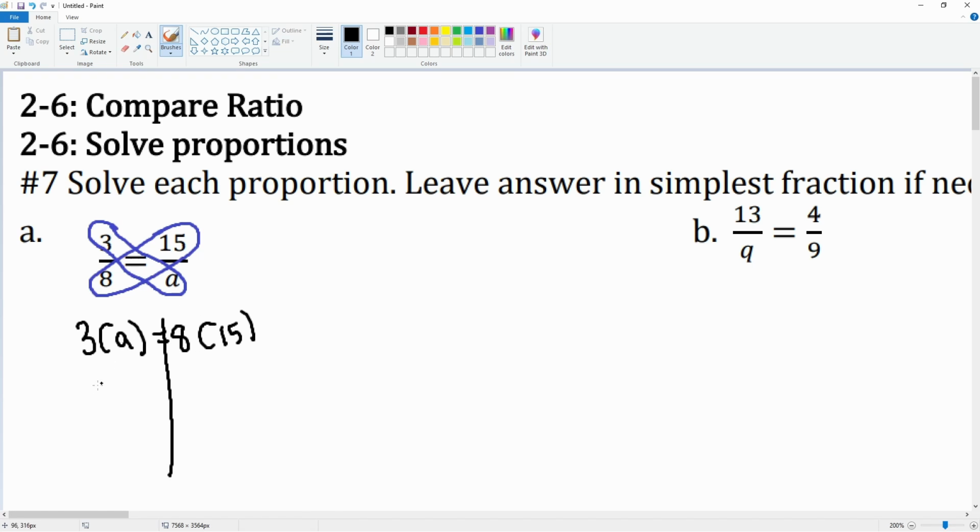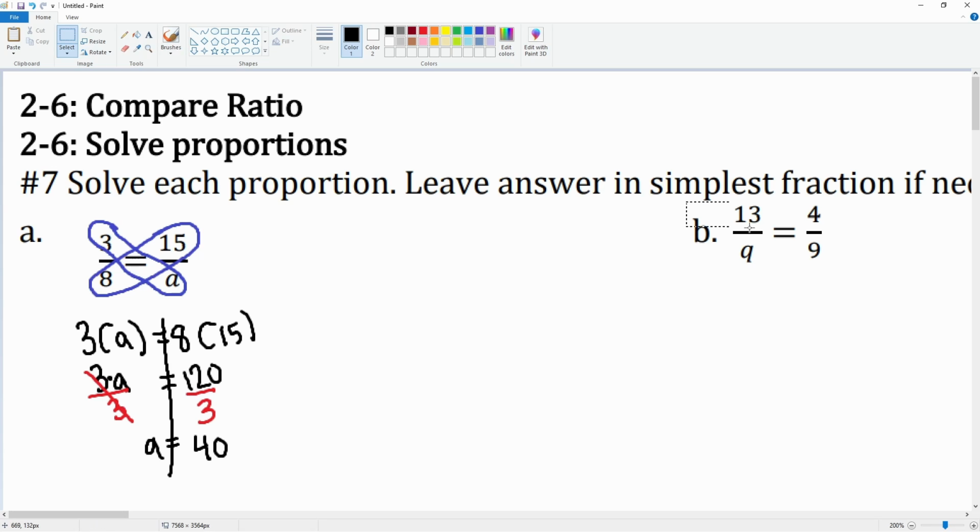3 times A is just 3A. Then we have 8 times 15, which gets you 120. The 3 is attached to the A via multiplication, so we're going to divide both sides by 3. 3 over 3 cancels, leaving you with just A equal to 40. So there you go, that is the butterfly method.